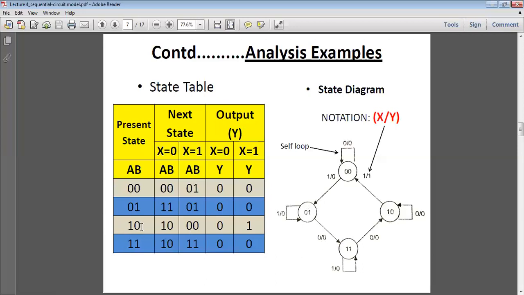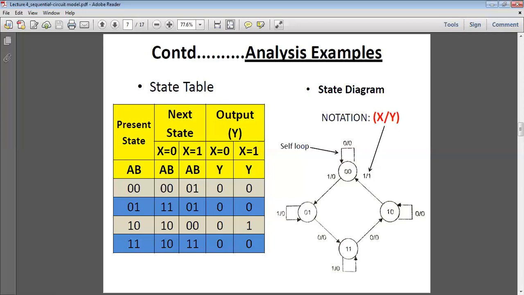If present state is 1, 0, next state will be 1, 0. So it stays itself, 1, 0 to 1, 0. At that time input is 0, output is 0. So because of that it is 0 by 0. Last one is present state 1, 1. We are here at 1, 1. If x is equal to 0, it will go to 1, 0. And what is the output? Output is 0. So 0 by 0. When x is equal to 1, then 1, 1 stays in 1, 1, input is 1, output is 0. So this diagram is called the state diagram.